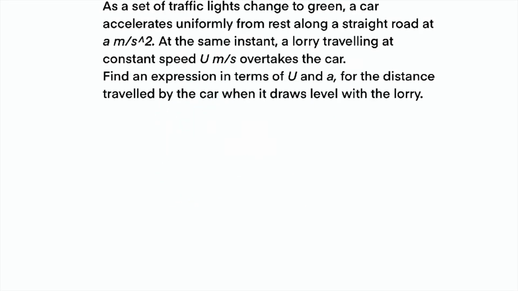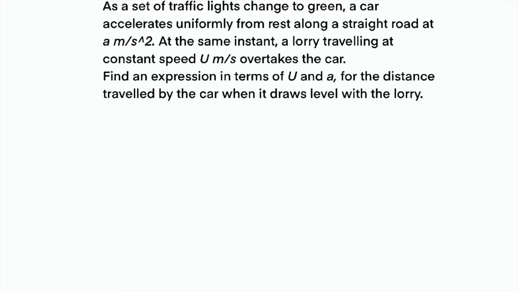So let's go through a quick little exam question, just so we can get some practice using the equations of motion. As a set of traffic lights change to green, a car accelerates uniformly from rest along a straight road at a meters per second squared. At the same instant, a lorry travelling at a constant speed u meters per second overtakes the car.